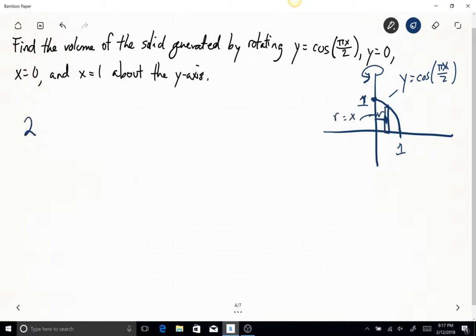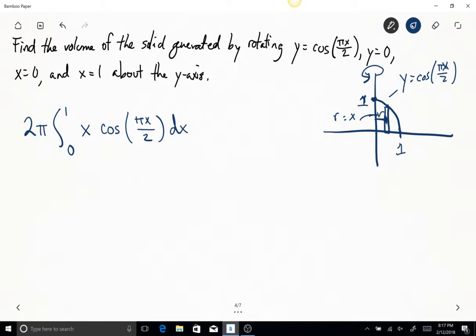So our integral becomes 2 pi times the integral from 0 to 1 is our bounds, because we started at x equals 0 and go all the way to 1. And we get x. Now all we need to do is figure out the height. Well, the height is just going to be the function value, because that little rectangle goes all the way up to where the function ends. So cosine of pi x over 2, and then we slap on a dx. In terms of the setup, it was one of the easier ones for us. But what makes this problem a little bit more difficult is that we have to use integration by parts in order to integrate this thing.